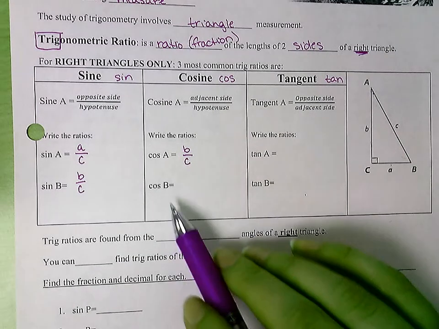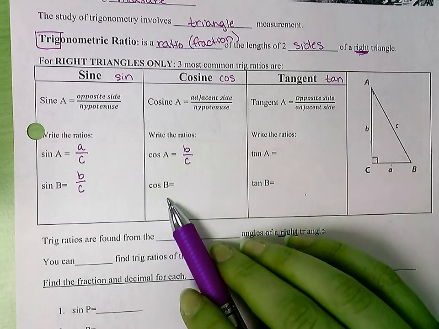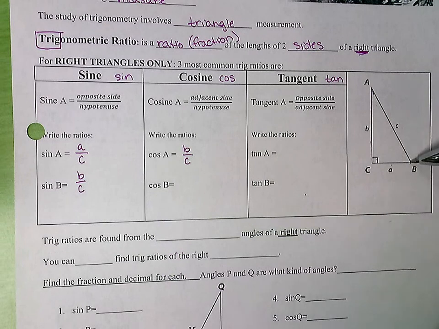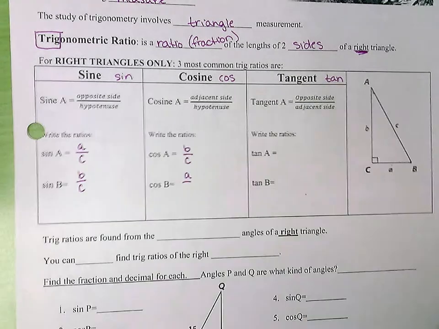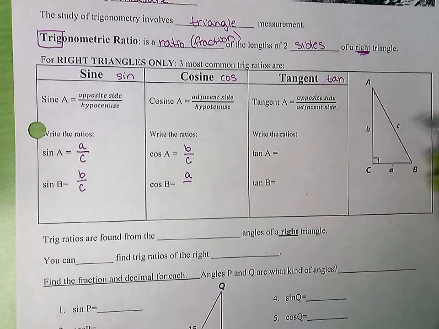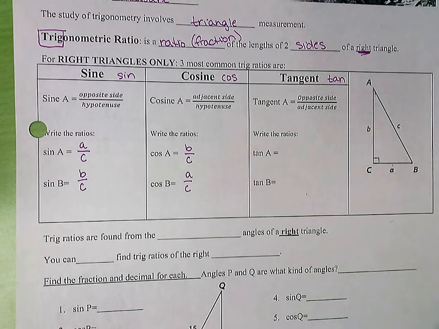Now I want to go from angle B. So I want to find the cosine of angle B. So again, we need our adjacent side, or side next to. Okay, that's lowercase a right here. Over the hypotenuse, c. Okay, those would be our ratios there for cosine.